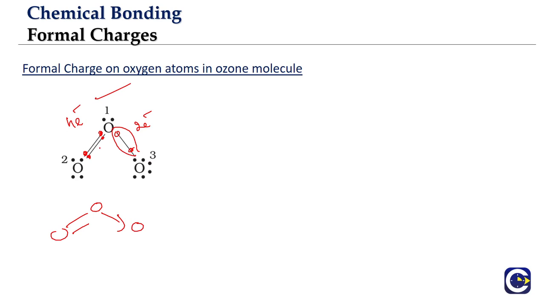We talked about ozone when we discussed the coordinate covalent bond. But here the purpose is not to discuss the structure of ozone. What is the purpose? The purpose is to find out what will be the formal charges on these oxygen atoms. So we are going to find out the formal charge on oxygen 1, on oxygen 2, and on oxygen 3. Okay, so where do we begin?